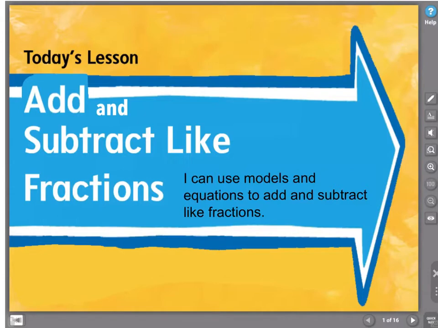Today's lesson is on adding and subtracting like fractions. My I can statement is I can use models and equations to add and subtract like fractions.